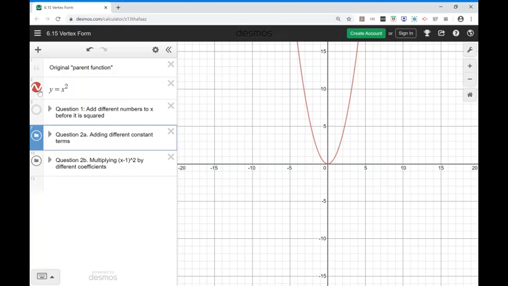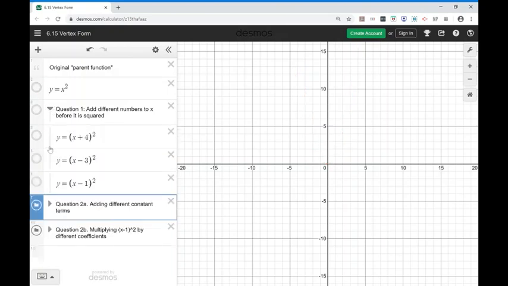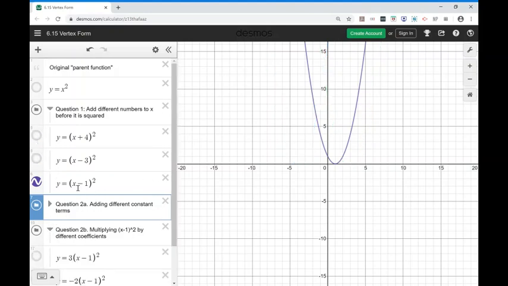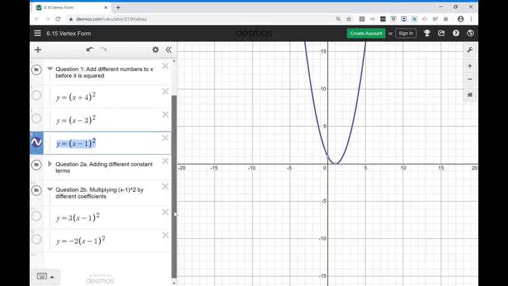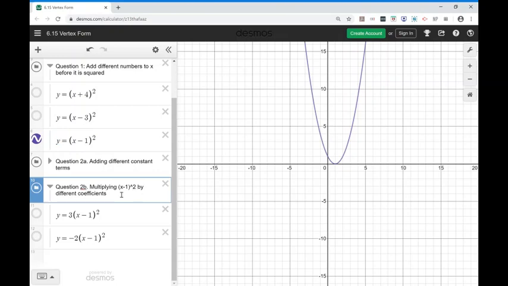And one last thing that we can check in about is what happens if we take that y equals x minus 1 squared, and what if we multiply that by different coefficients? So having different numbers that are multiplying by this squared term. In this case, if we multiply it by 3, the vertex stays in the same place, but the parabola becomes narrower.